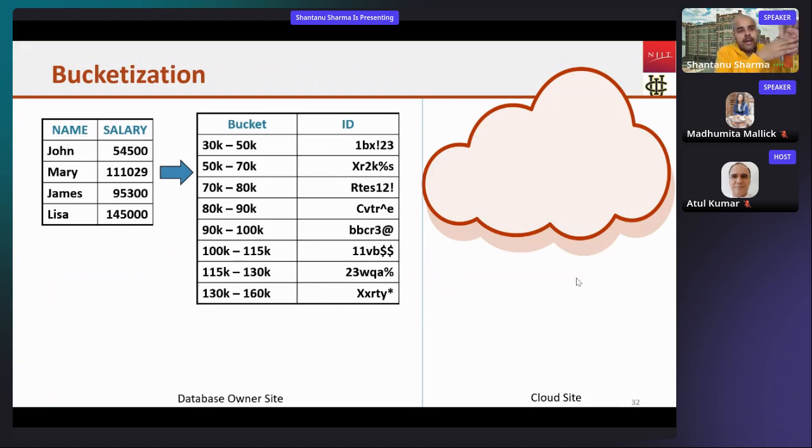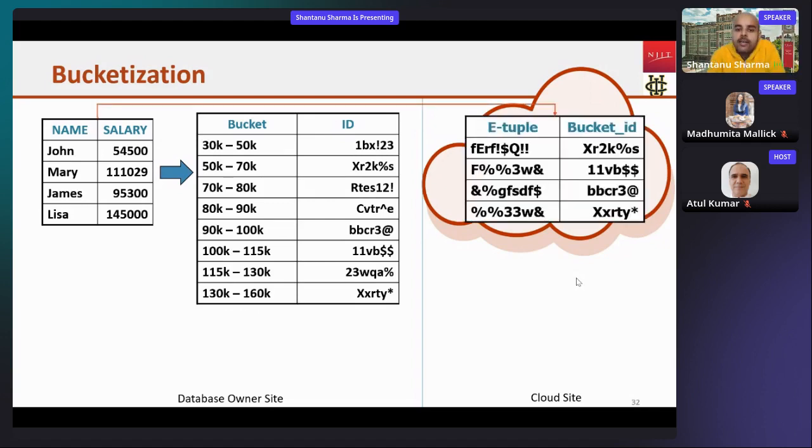It will partition the entire salary range. Let's say the salary range the database owner is considering is from 30K to 160K, and for each different range, it allocates some random IDs, as you can see on the right hand side. Now, whenever we are encrypting our data, over the entire row we can apply any encryption technique such as symmetric encryption or asymmetric encryption. And whenever we have a particular salary value, let's say 54,500, we look at our bucket table, and whatever ID is given to that range, we just replace the salary value with that bucket ID.